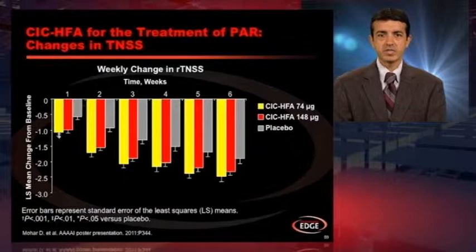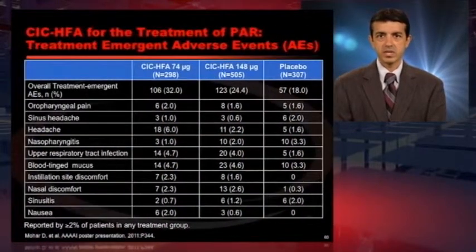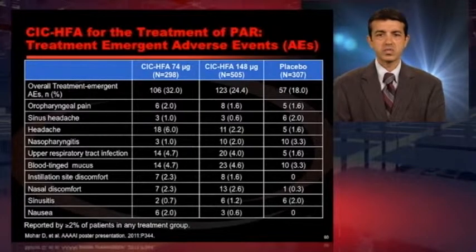Here are the side effects. The left column has the low-dose ciclesonide, the middle column the higher dose, and placebo on the right. And you see that they're not much different from an adverse standpoint relative to the placebo cohort. I'll just leave that up for a moment and let you take a quick look.